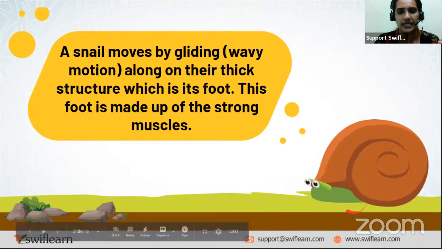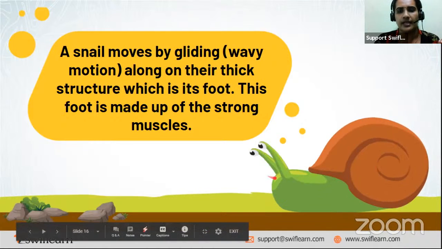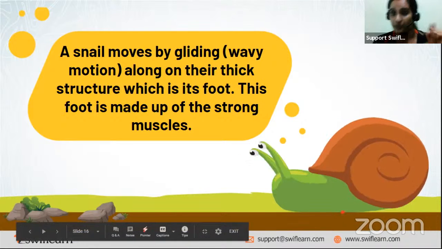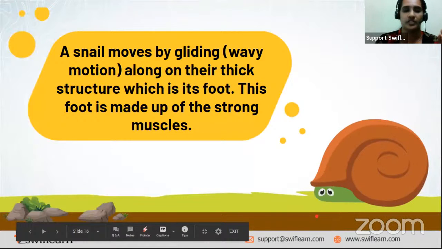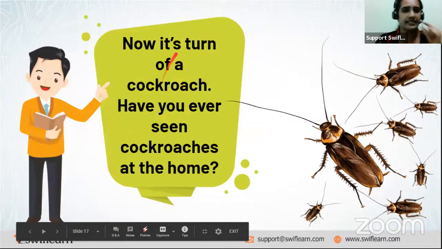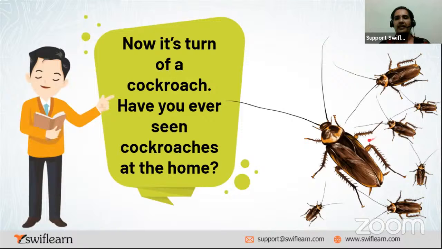You can see here the shell is here, the body is here, its eyes are here, and the strong muscles will help it to move, and the movement is gliding movement. So that is about the snail. Now it's the turn of the cockroach. You can see the cockroach here with its hairy legs and all.